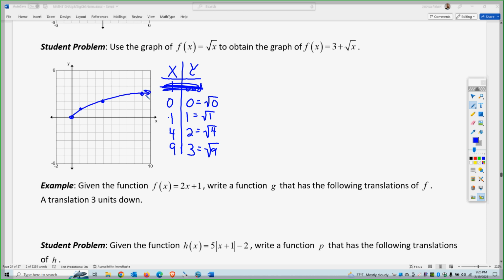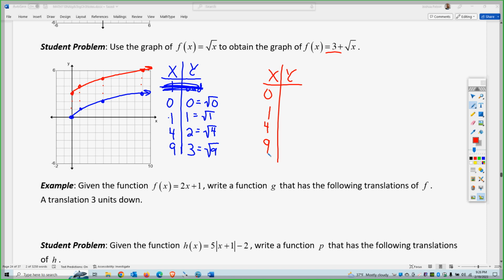Okay, so if we have a +3 on the outside, that's going to move us up 3, correct? So that's going to go 1, 2, 3, 1, 2, 3, 1, 2, 3, 1, 2, 3, right? So essentially, if you look at those values as far as the table goes, that does not affect the x whatsoever. 0, 1, 4, 9. I could have picked 2 and 3 and 5 and 6 on my table, but I want things that I can actually do easily.